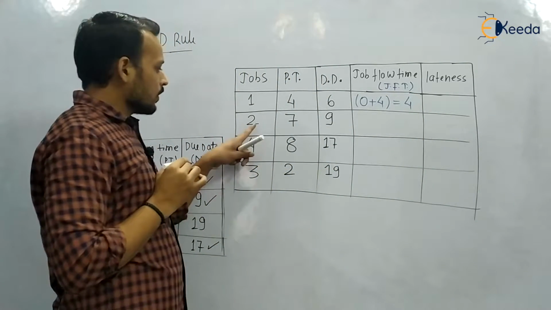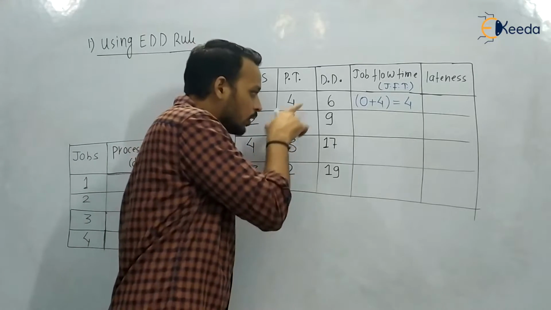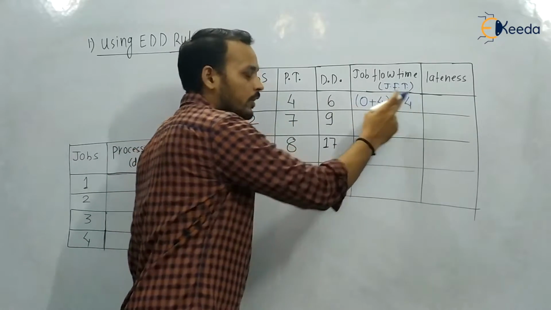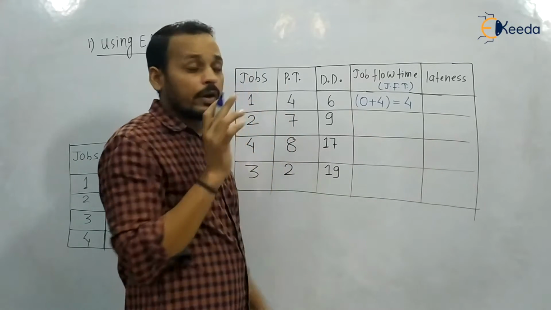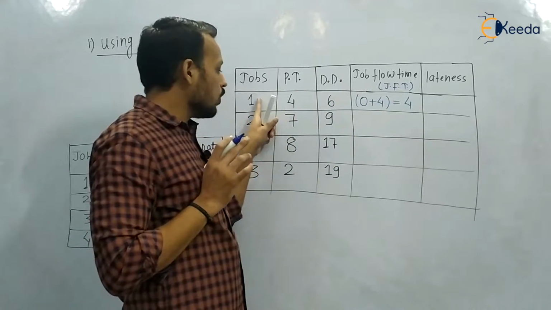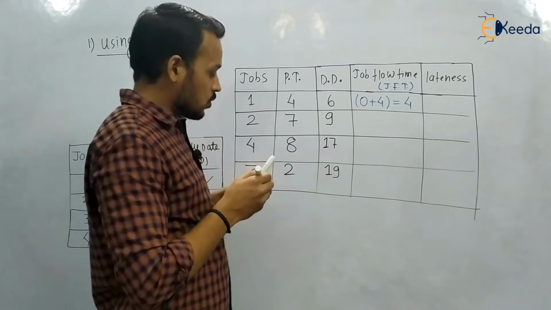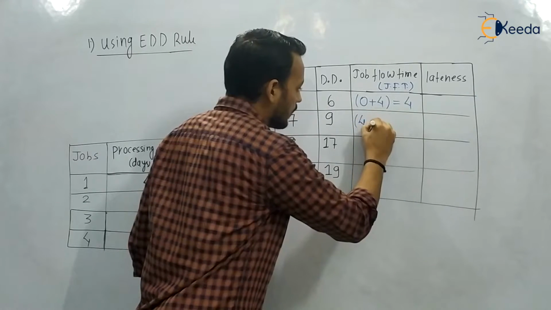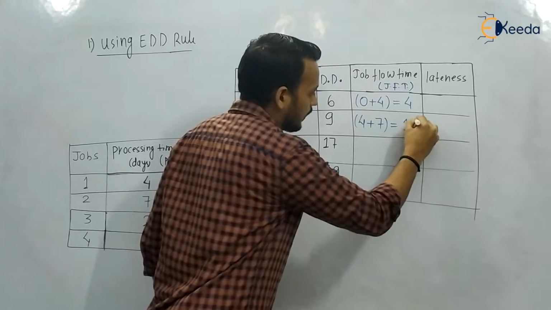Okay, now for job 2, the processing time is 7 days, but it will not go to the machine at 0 date. Okay, it has to wait for 4 days because we have got only one machine. So job 2 has to wait for the 4 days because for 4 days job 1 is being machined on the machine. Okay, so here the job flow time for second job will be 4 plus its processing time. It is going to be 11.